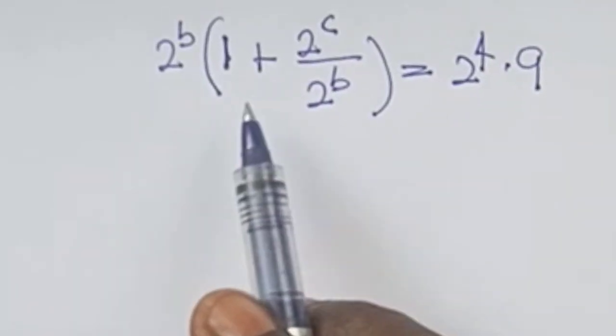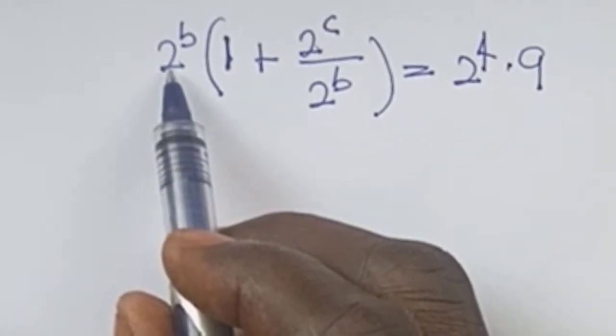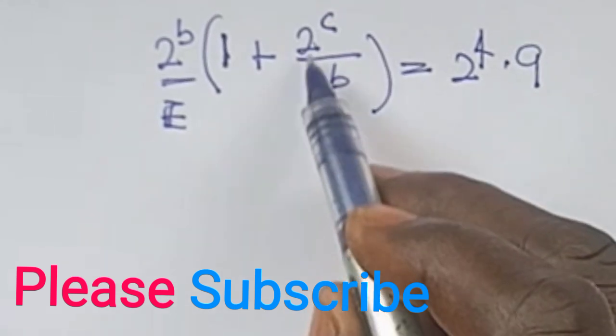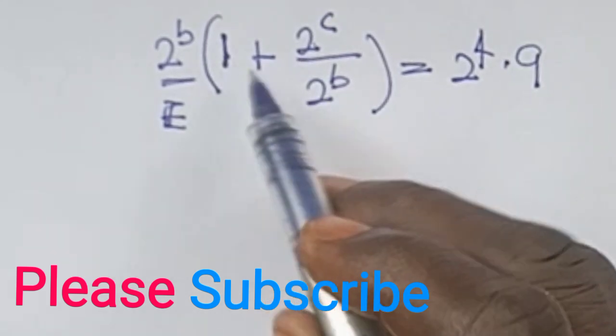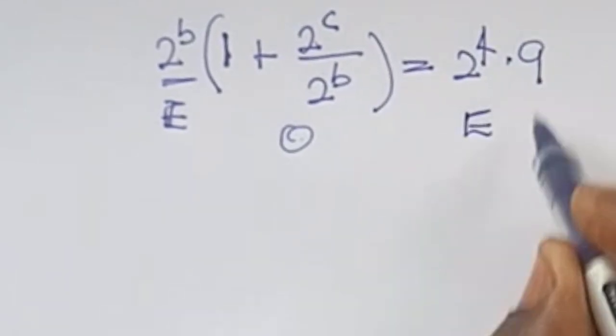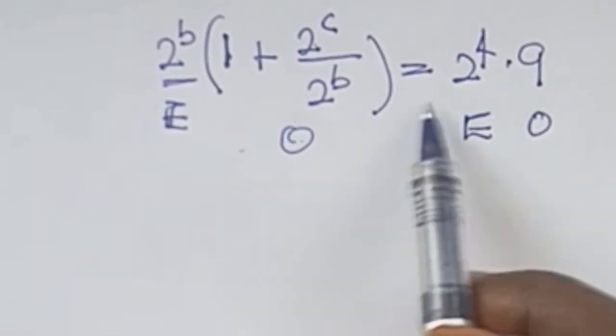In this line, we're going to make comparison also. 2 to the power of b, the base of 2 will give us even. Same base of 2, that is even, plus 1, that will be odd. And here, obviously, this is even, and 9 is odd. Again, we're going to compare even to even and odd to odd.